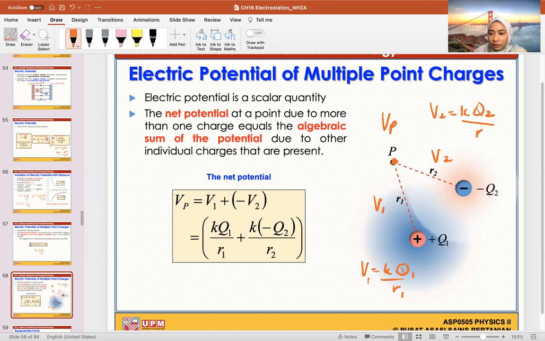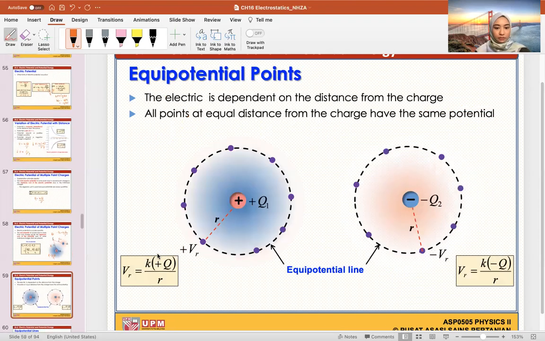Here, Q2 is negative, so this guy should be negative. So V1 minus V2 will give you the net potential at point P. So this is a happy ending. This is easier. Okay.